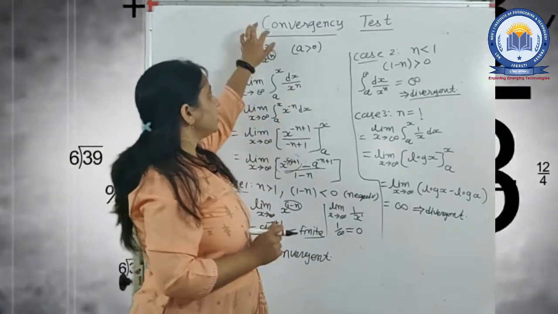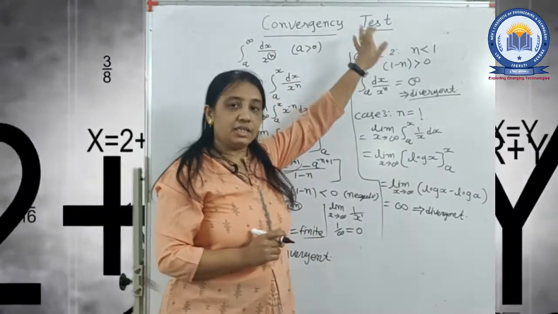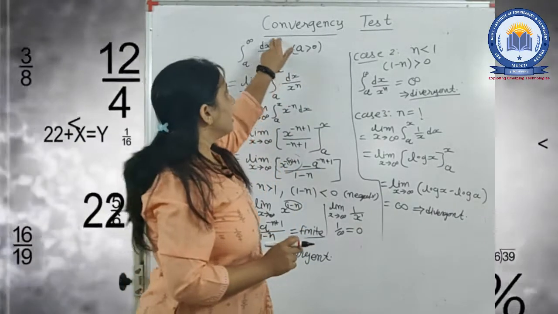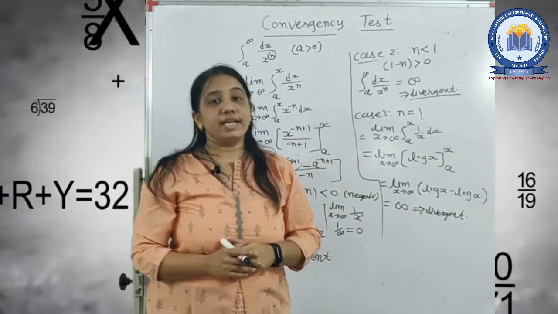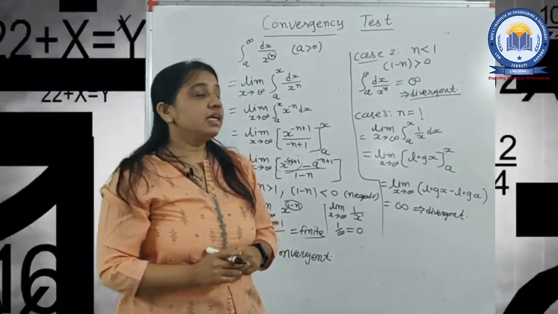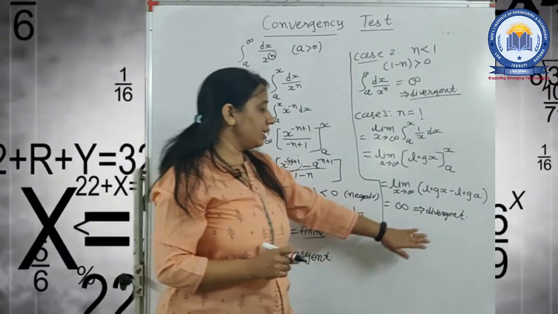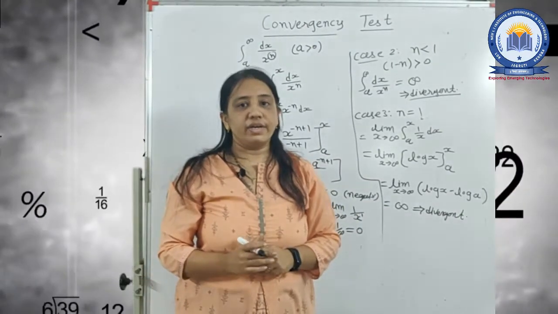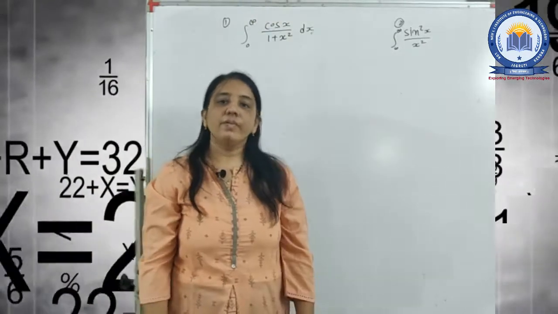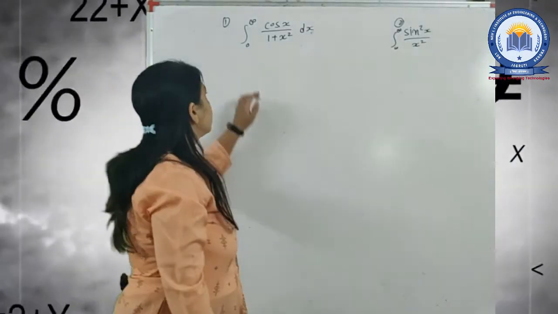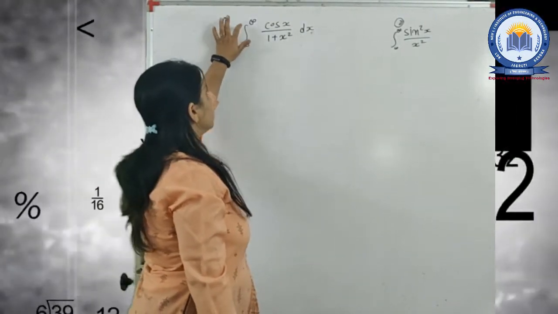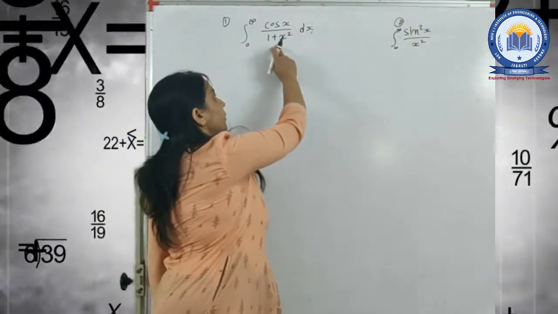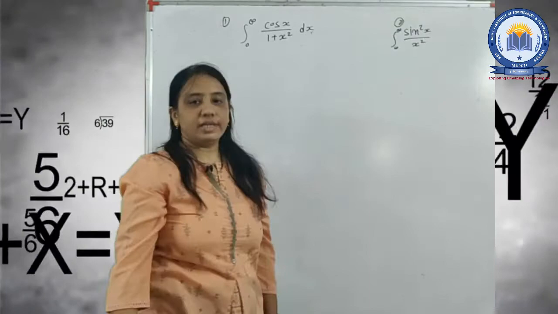So this is the convergency test. So using the comparison test and convergency test, we can say whether the integration is divergent or convergent. So let's take one example. The example is integration 0 to infinity cos x upon 1 plus x square dx.